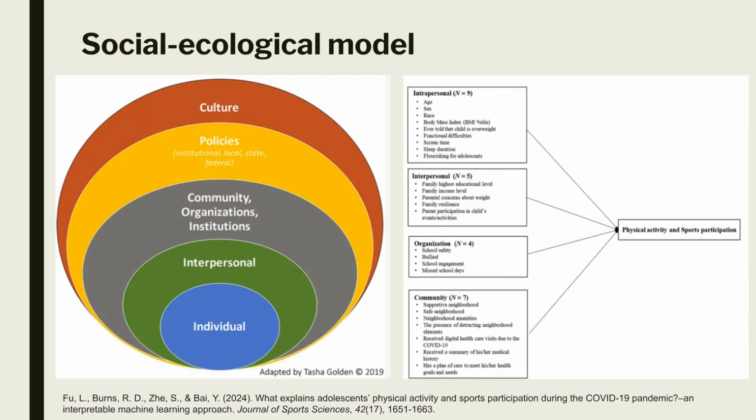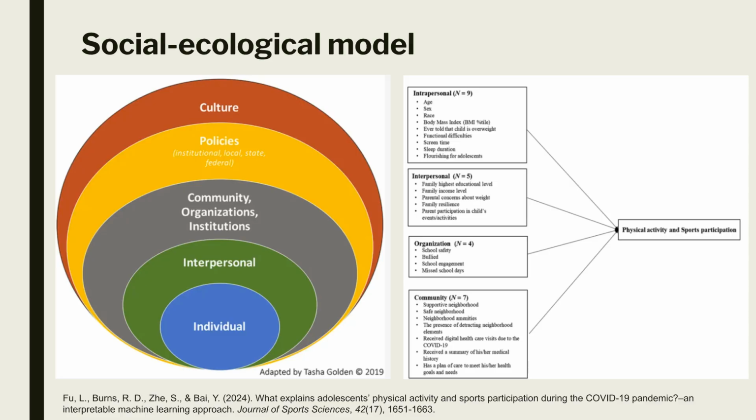There are several models that provide guidance for thinking about the determinants of physical activity. The first model I would like to introduce is the social ecological model. You may or may not have heard of this model, but it is a widely used framework for guiding decision-making in the field of physical activity. Researchers suggest that the determinants of physical activity operate across multiple levels of influence, including the individual level, the interpersonal level, the organizational level, the policy level, and the cultural level.